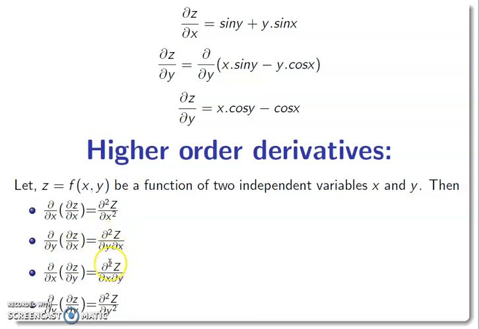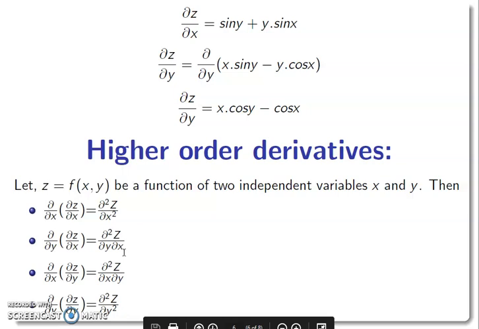On the same line, I can find out ∂²z/∂x∂y, and lastly ∂²z/∂y². Okay, so ∂²z/∂y² is nothing but the double derivative, the partial derivative of z with respect to y. Find out ∂z/∂y, again differentiate with respect to y, we will get ∂²z/∂y². Okay, so these are the different notations to find out the higher order derivatives.